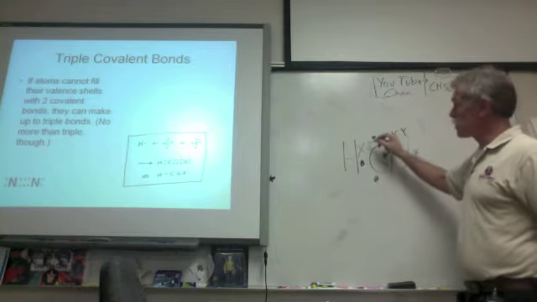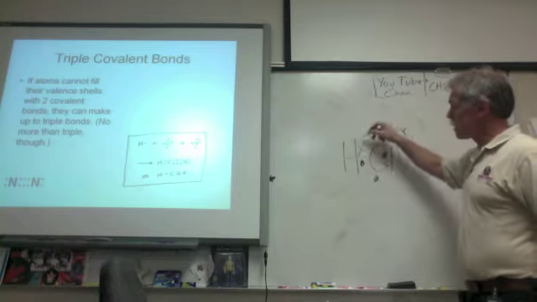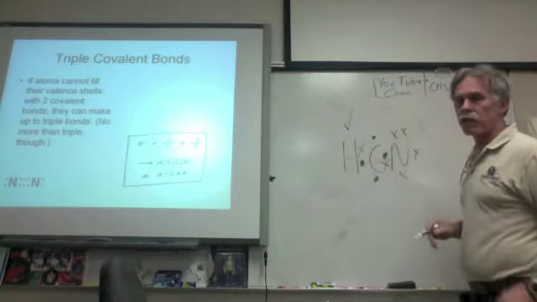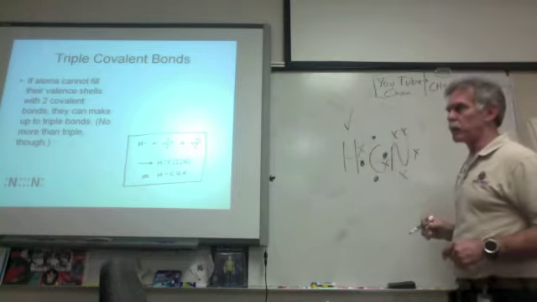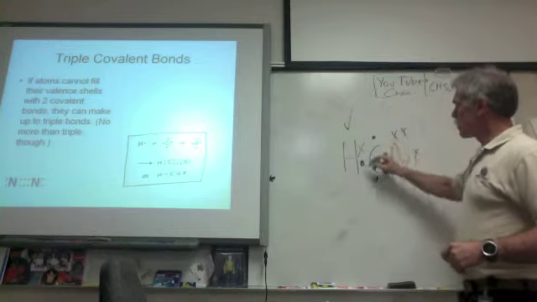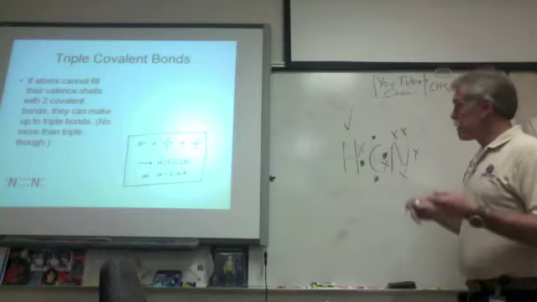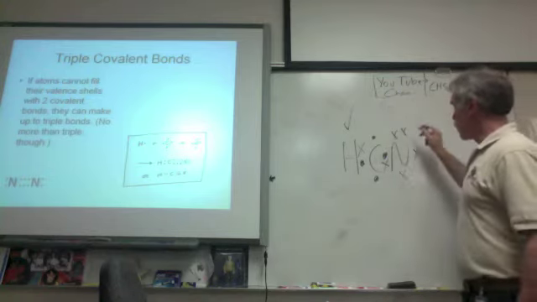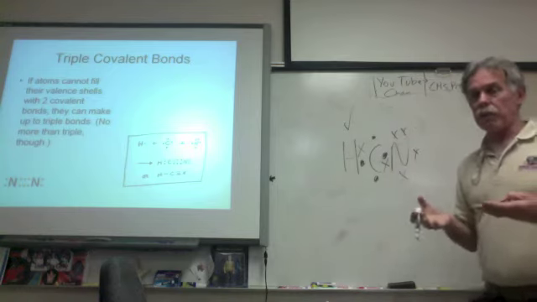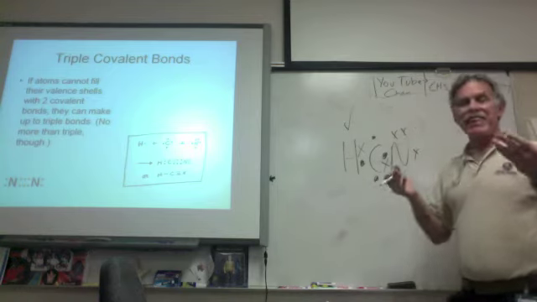Hydrogen has 2 since carbon has given it 1. 2 is good. Hydrogen's done. We don't need to share any more with hydrogen. Carbon has 1, 2, 3, 4, 5, 6. Nitrogen, 1, 2, 3, 4, 5, 6. That's a good sign when you have the same number, but they're not happy yet.